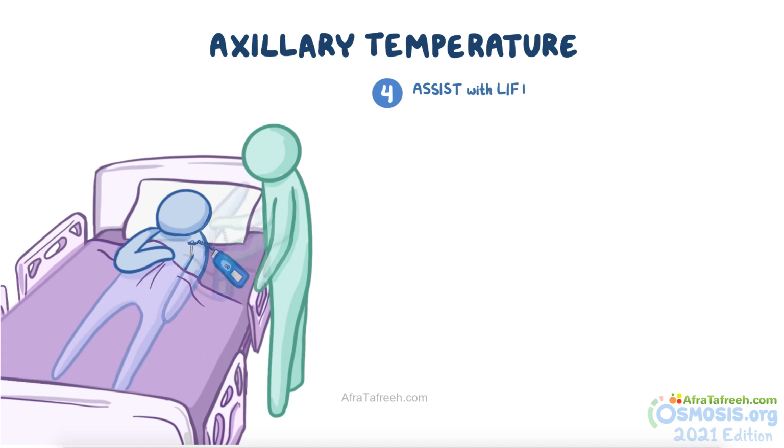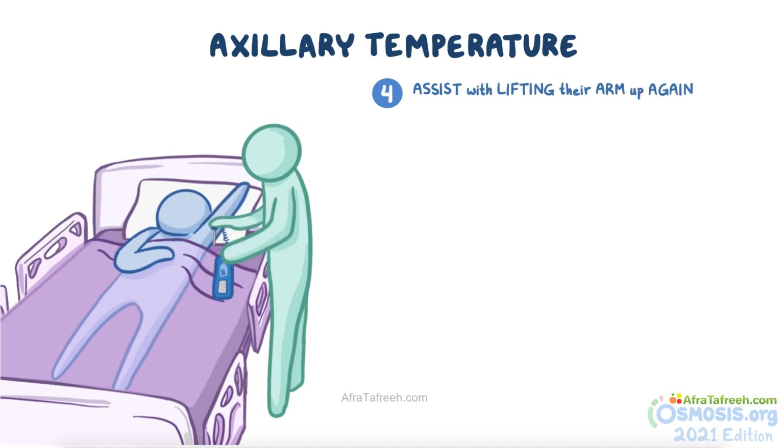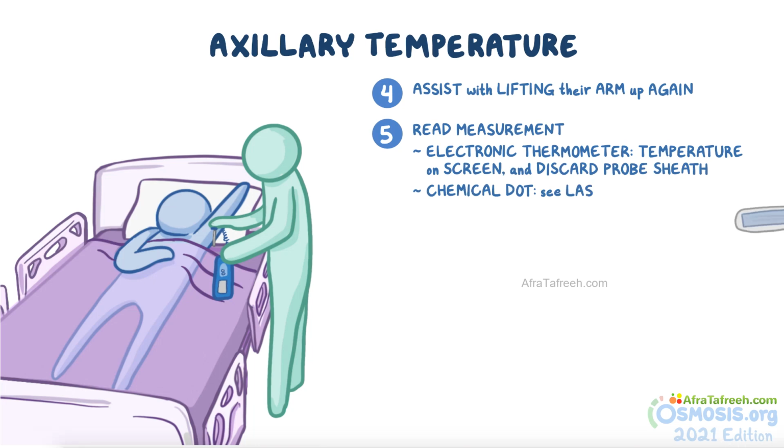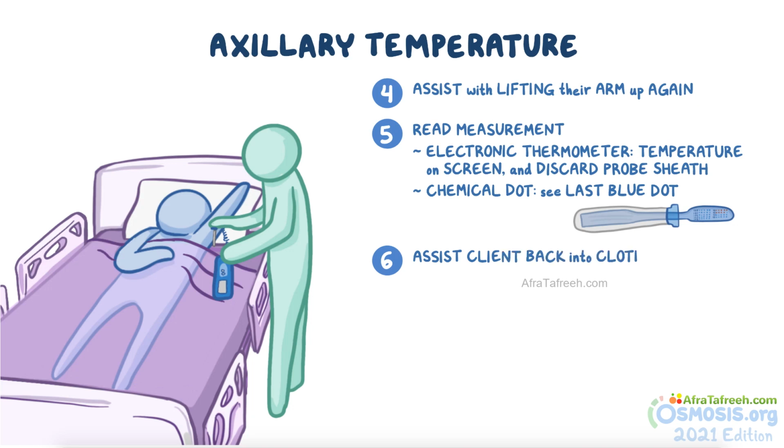Then, assist them with lifting their arm up again. Take the thermometer and read the measurement. For an electronic thermometer, see the temperature on the screen and discard the probe sheath. For a chemical dot thermometer, see the last blue dot on the matrix. Assist the client back into their clothing and a comfortable position.